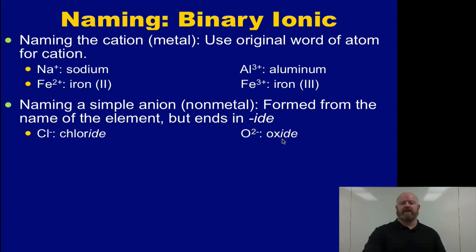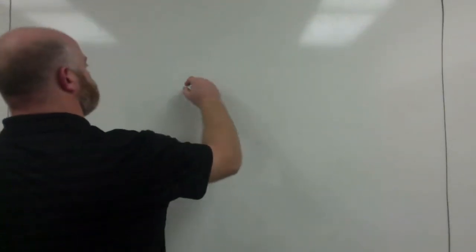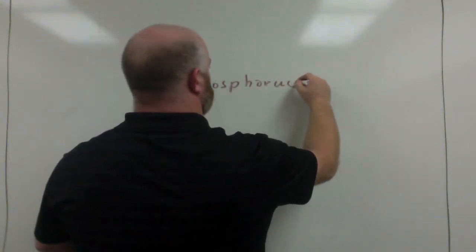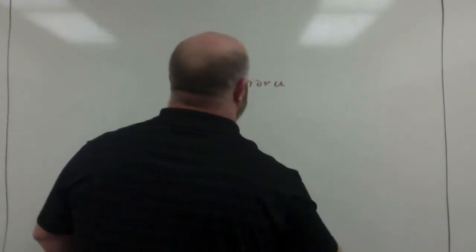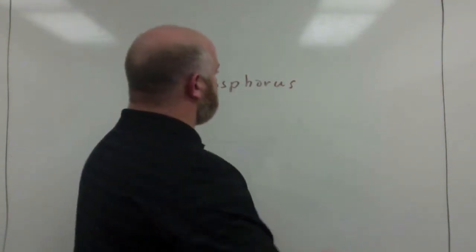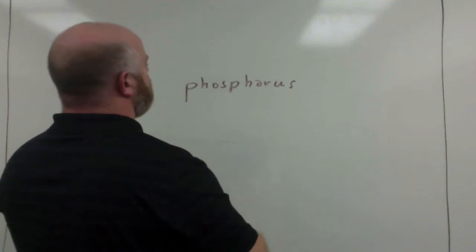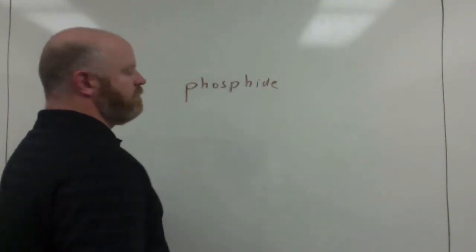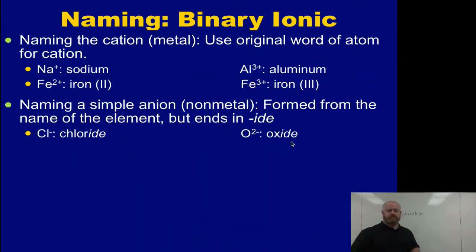The only exceptions to that I can recall off the top of my head are oxygen. We don't say oxygide, it's oxide. And then phosphorus. Phosphorus, we drop off the last 2 syllables, or us. So phosphorus becomes phosphide, on those 2 things.